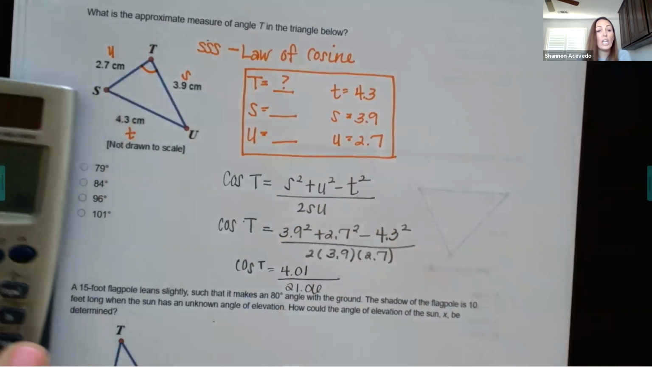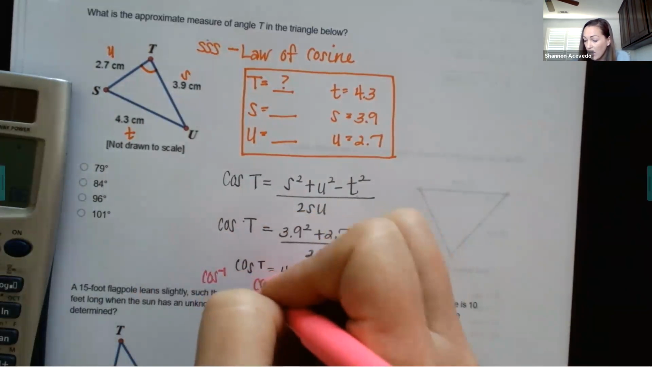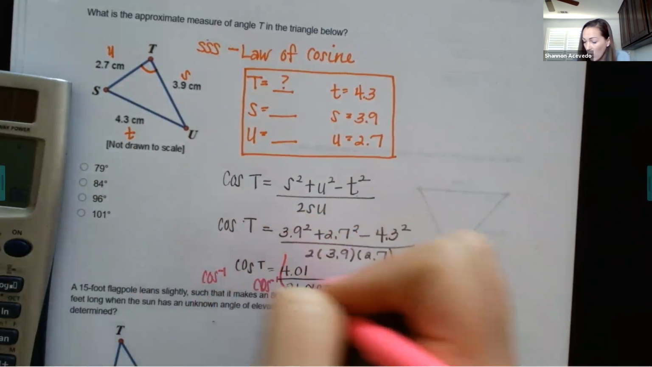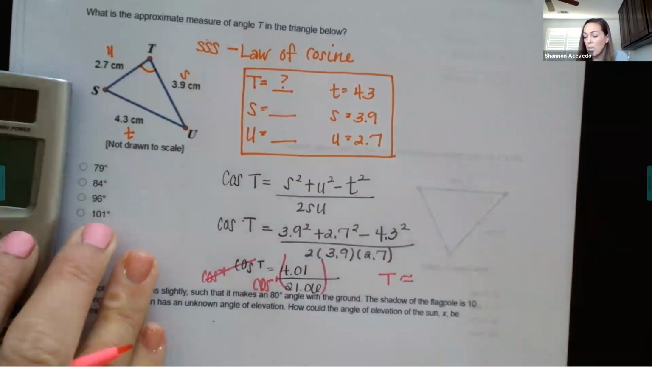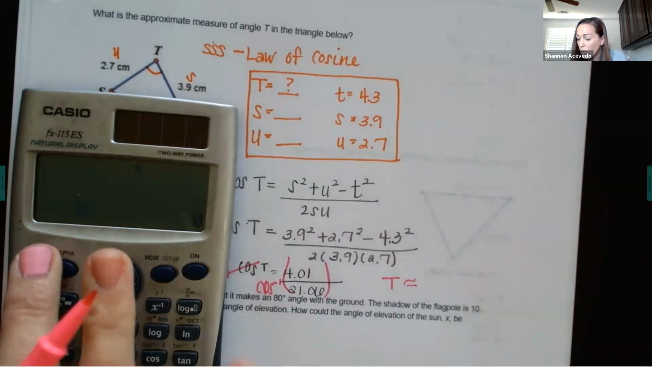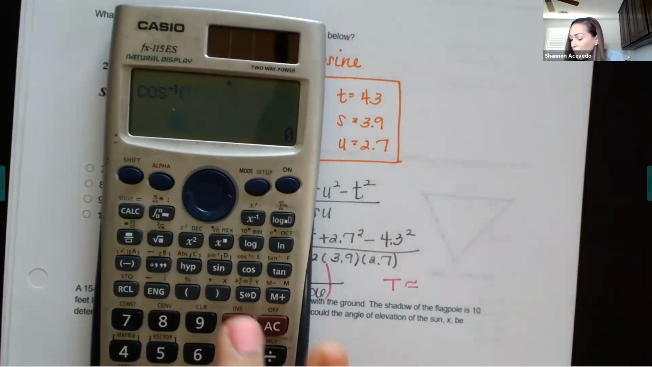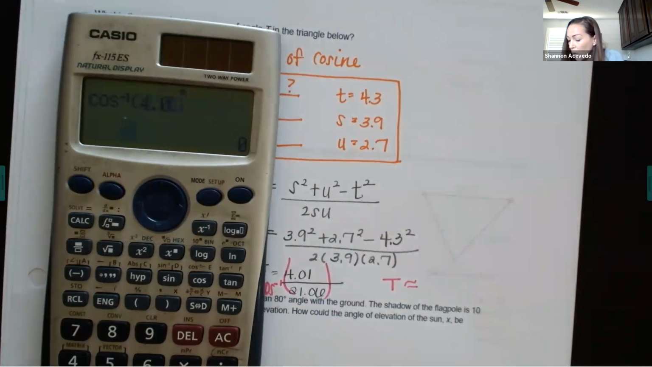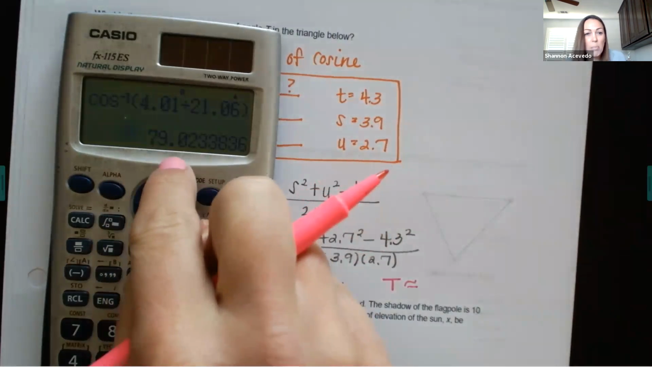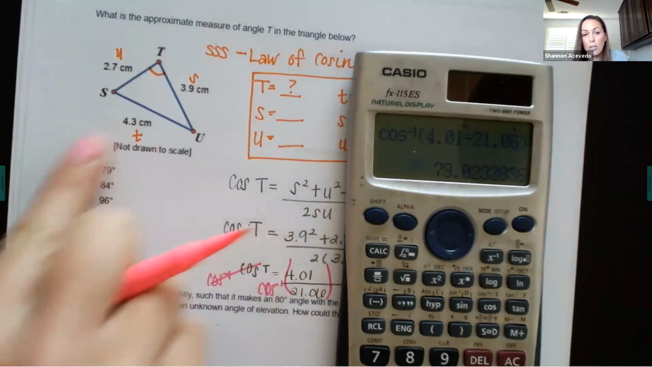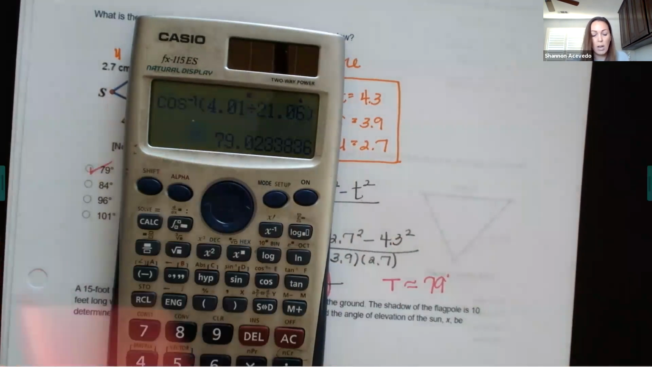So again, we're looking for the angle, so that means that I need to do the inverse. I need to take the inverse cosine of this whole piece. So if I want to know what T is, then T is going to be approximately, so I do shift cosine on my calculator, and I do 4.01 divided by 21.06, and you can see it's going to be 79.0. I look at my answers. Oh, look, they're just to the whole number, so it's going to be approximately 79 degrees, and there we go.